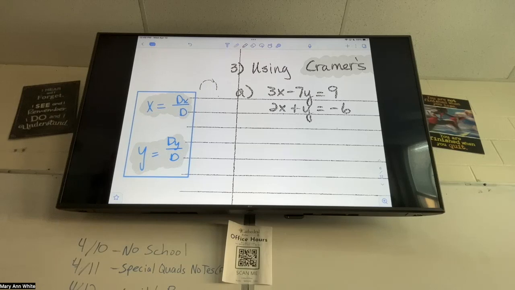Those are all determinants. So D is a determinant between two columns, essentially. Dx is a determinant between two columns, and then Dy is also a determinant based on two columns. And the columns come from the problem.